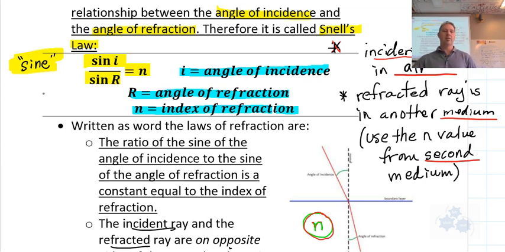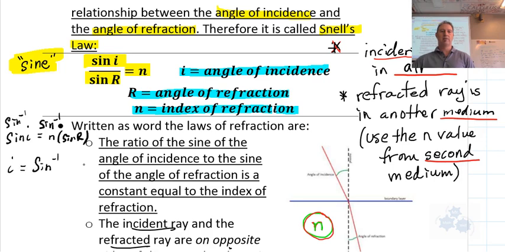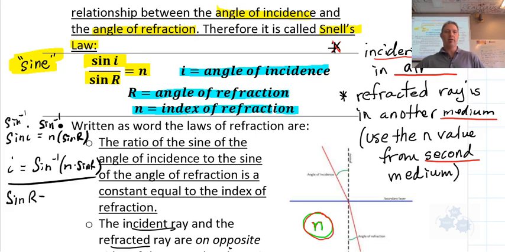Now, if that's true, we can find the angle of incidence or the angle of refraction by rearranging this formula. What you also want to know is that the sine of I also equals N times the sine of R. If you take the second function of sine, so sine to the -1, of both sides, and I'll show you how to do this in a second, you get the actual angle of incidence, I equals sine to the -1 of N times sine R. And then you could also write sine of R equals sine of I divided by N, so R equals the inverse of sine, or the second function sine, of sine of I over N.